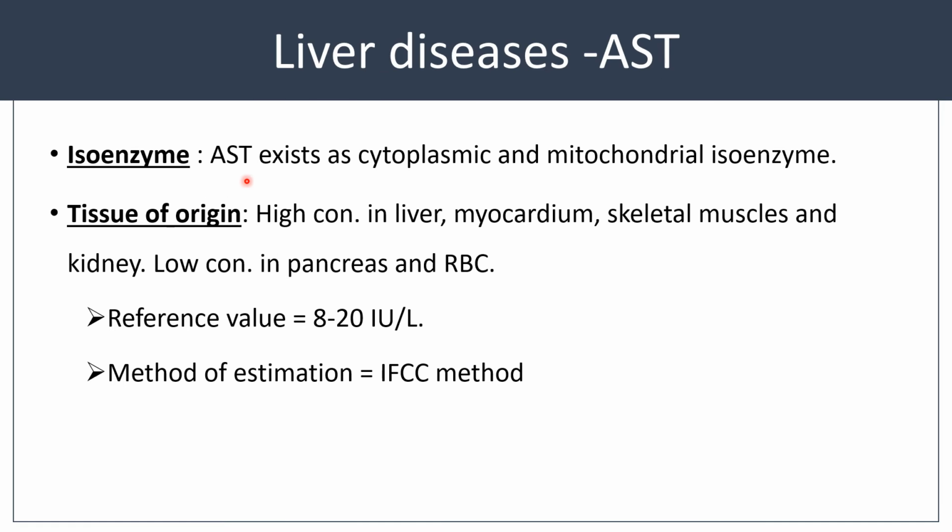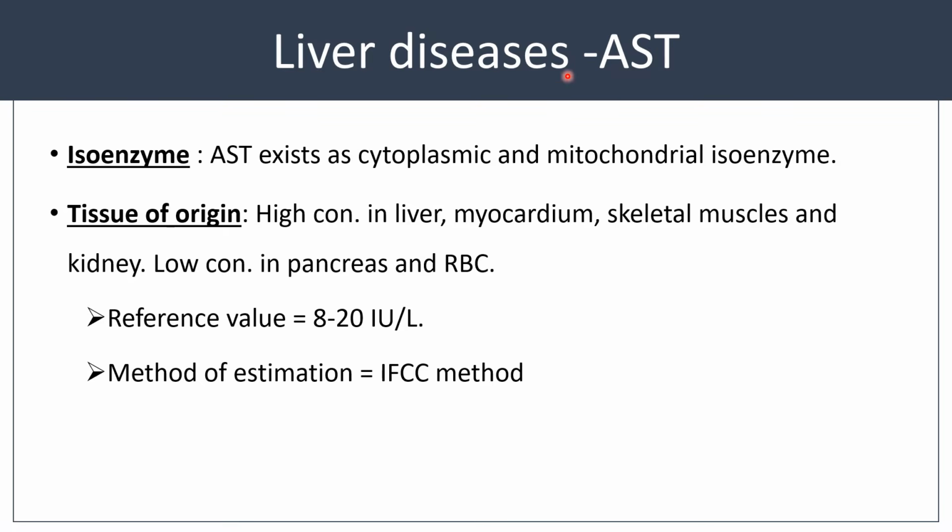We have two isoforms for AST. One is cytoplasmic and one is mitochondrial. As for the tissue of origin, it is present in liver, cardiac muscle, skeletal muscle, and kidney in high concentration. And in a very low concentration, it is also present in pancreas and RBC.